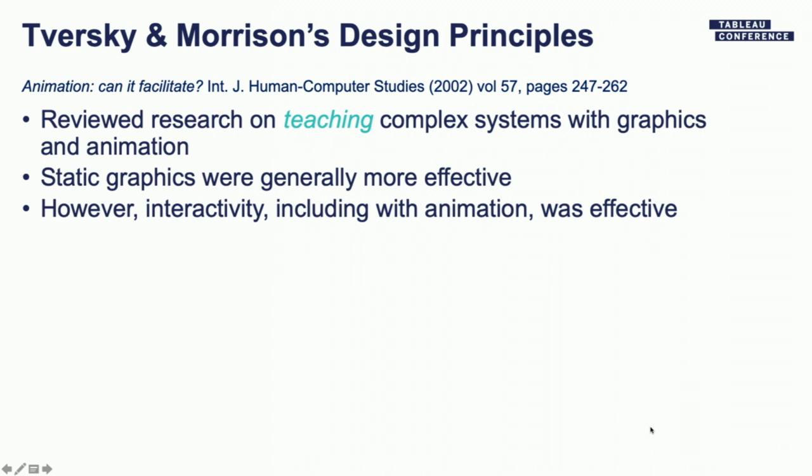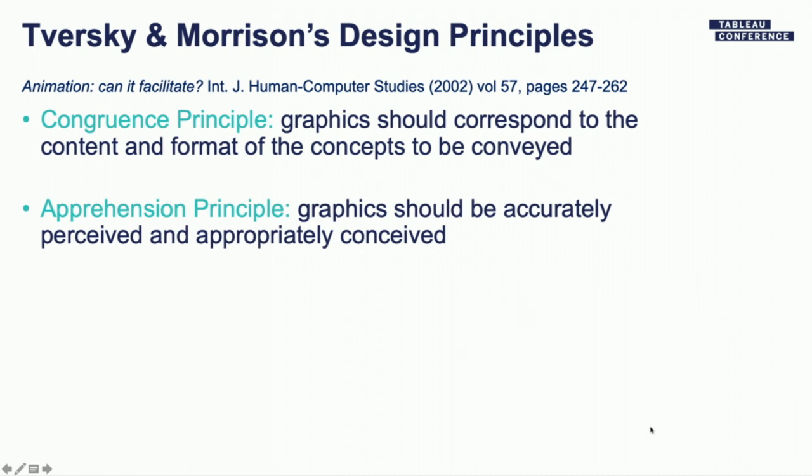The actual work was what we would call a meta-analysis. They studied lots and lots of papers about teaching of complex systems with computer graphics and animations, and basically found that, averaged across all those papers, you wanted to be careful. But here's the key thing: interactivity with animation was effective. So we shouldn't be discouraged about the fundamental meta-analysis finding, but we should take the principles that they came up with from all of that academic work, and we can use that very effectively for what we want to do. So here are the two principles.